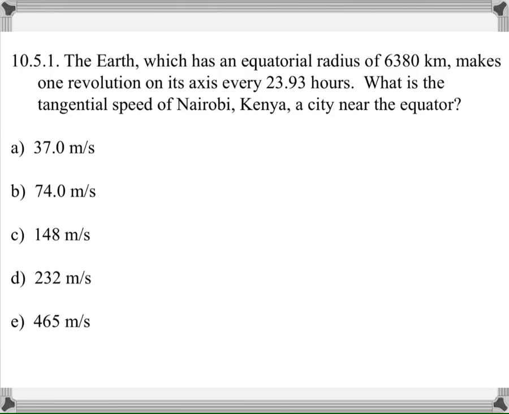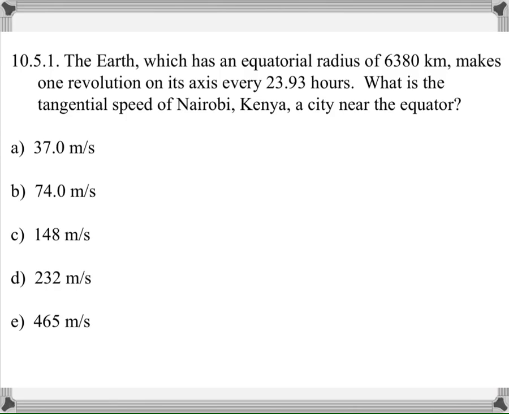The Earth, which has an equatorial radius of 6,380 kilometers, makes one revolution on its axis every 23.93 hours, not 24 hours. One day is not exactly 24 hours. So, by the way, you learned that one day takes this many hours.